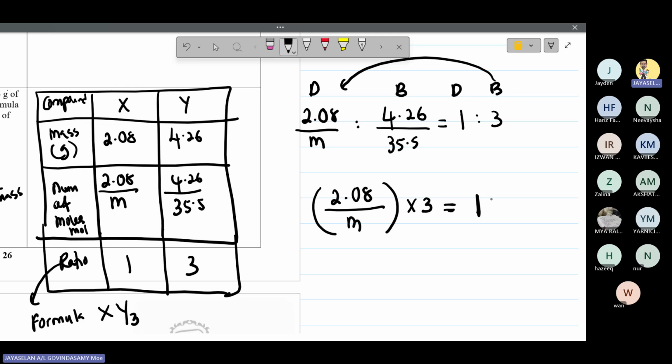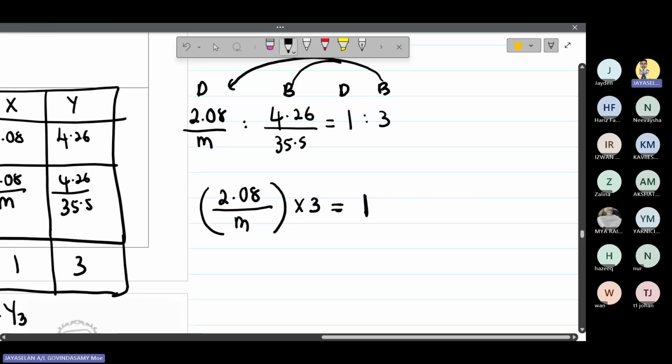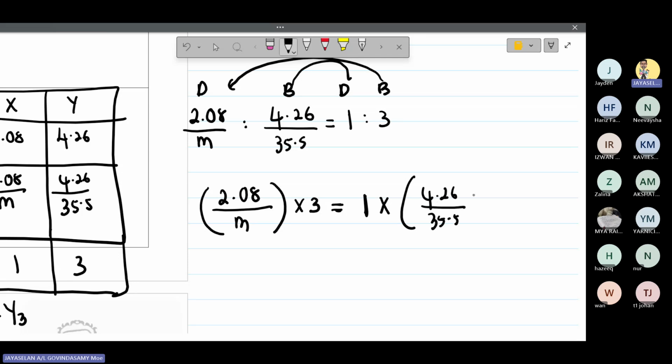Plus sama dengan, so depan this one, 1 kekalkan, then this one pindah belakang. So you do times with 4.26 divided by 35.5. Ini ada cara, you got a lot of cara, you know. So you all try to settle the M. Any questions so far? Okay.